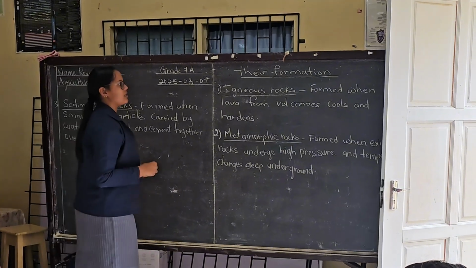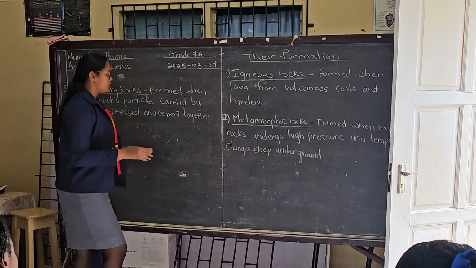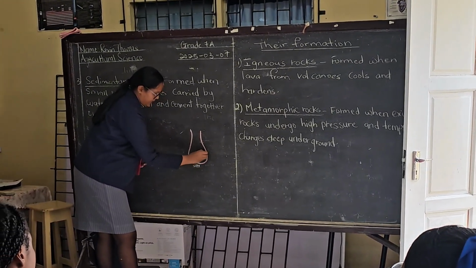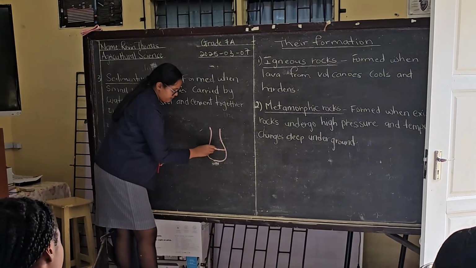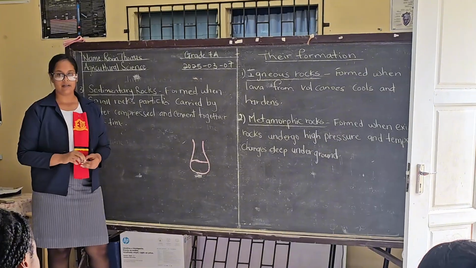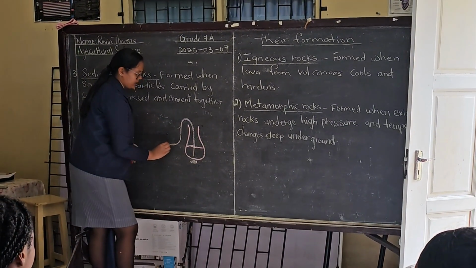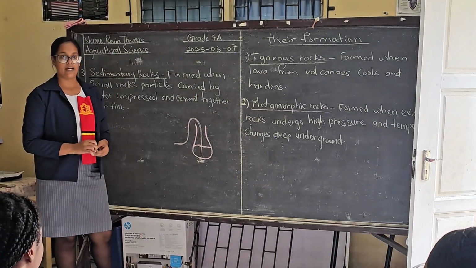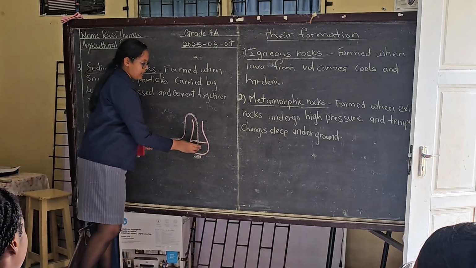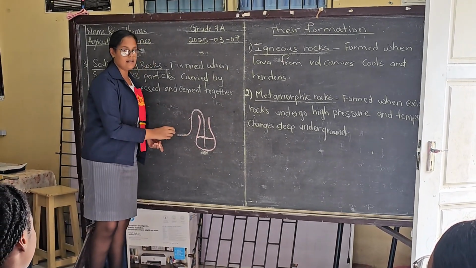So we have the igneous rocks. The igneous rocks are formed when lava from the volcano cools and hardens. Now the volcano has a liquid inside called the magma, right? And when the magma rises and erupts, it comes out as lava, and when it hardens it forms rock. Right, class? Yes, miss.